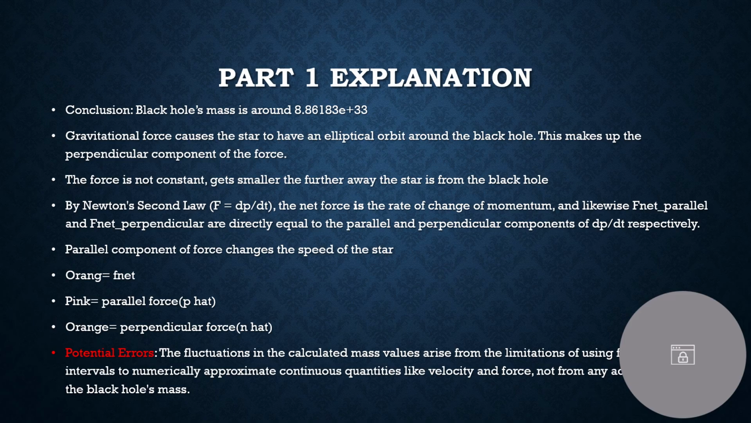By Newton's second law, the net force is the rate of change of momentum, and likewise, F net parallel and F net perpendicular are directly equal to the parallel and perpendicular components of dp/dt. The parallel component of the force changes the speed of the star, and here I just have the colors of the different vectors that you can see on our orbiting mass. As for potential errors, I might have had errors when calculating the mass values, which arise from the limitations of using GlowScript.